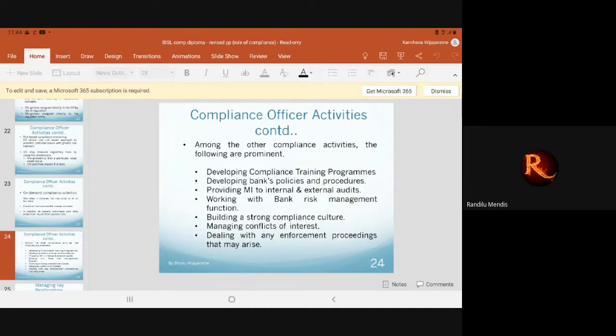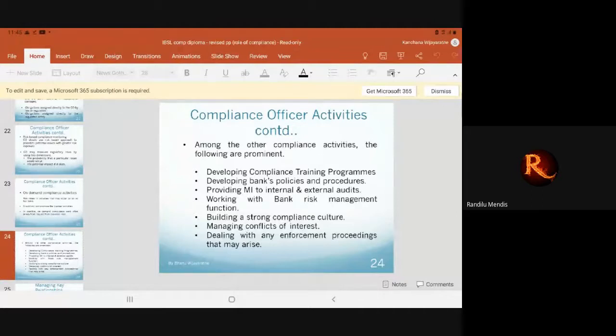Right? So the main point we are discussing is that there can be on-demand activities arising from time to time, which generally come from the business lines. You need to oblige that, but without compromising or letting the planned activity fall by the wayside. Among the other compliance activities, the following are prominent: developing compliance training programs, developing the bank's policies and procedures, providing MI to internal and external audits, working with the bank risk management function, building a strong compliance culture, managing conflict of interest, and dealing with any enforcement proceedings that may arise, right?